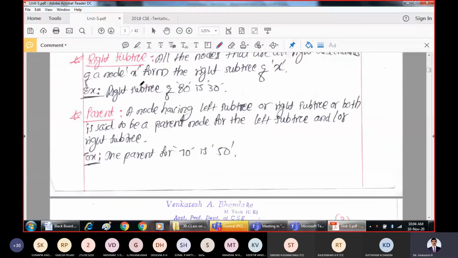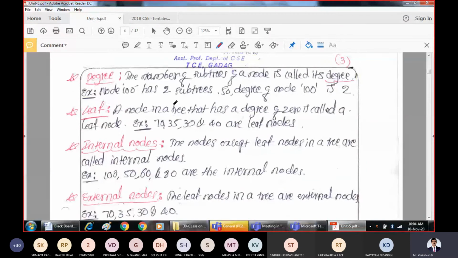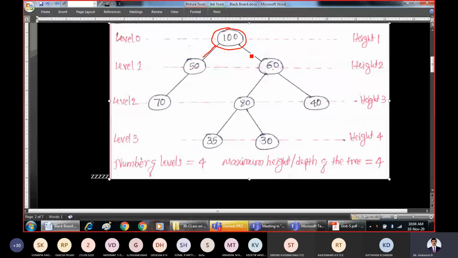Degree. What does degree indicate? The number of subtrees of a node is called its degree. That means how many subtrees it has is the degree of that particular node. For example, 100, how many immediate subtrees does it have? It has two subtrees, so the degree of 100 is 2. What is the degree of 50? 50 has one subtree, that is 70. So the degree of 50 is 1.